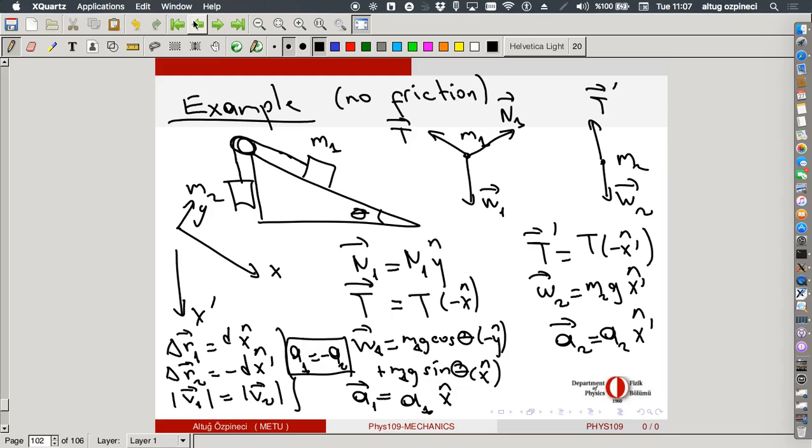The component of the acceleration of m1 in the x direction should be opposite to the component of the acceleration of m2 in the x prime direction. There is no vector equality over here. Only in terms of the components we have this relationship.